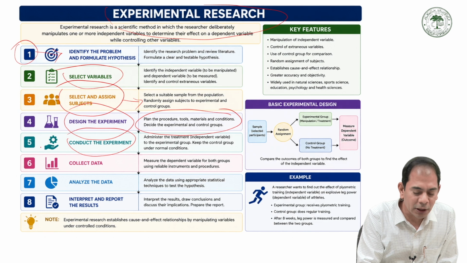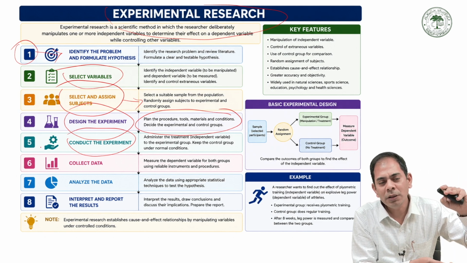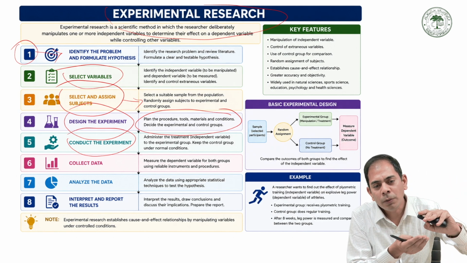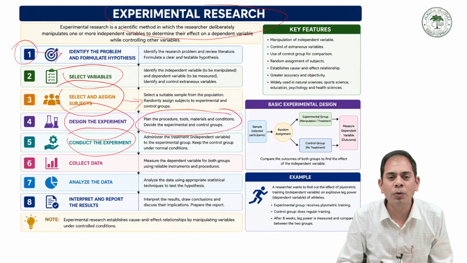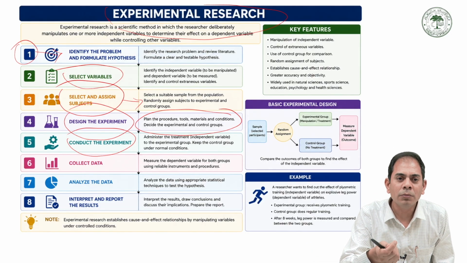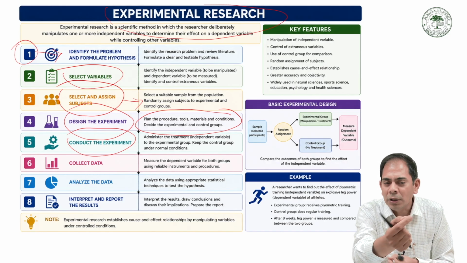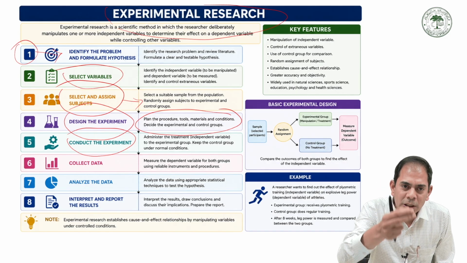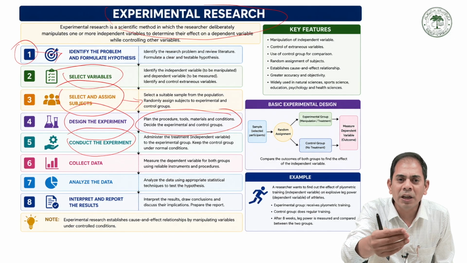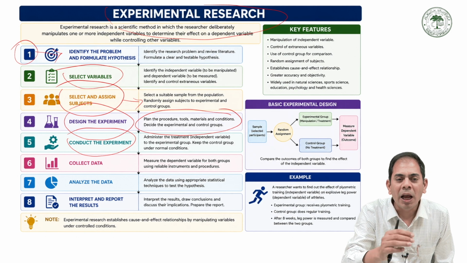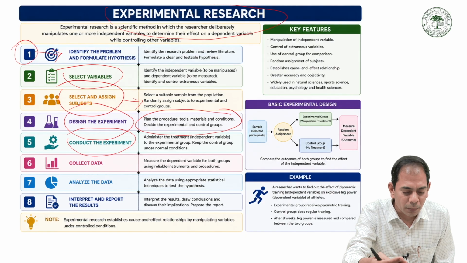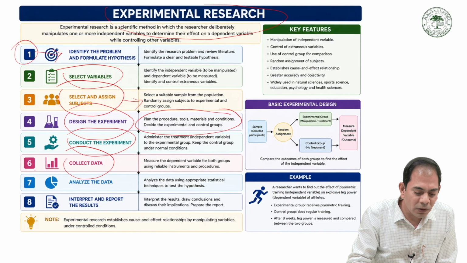Next is to conduct the experiment. After designing the proper experiment, you execute it. For example, if you design a training program for the rehabilitation of ACL injuries or tennis elbow injuries, you design a specific training program to rehabilitate tennis elbow, first you design it, after that you execute it with the patients, and after the execution you find some results. Through this whole process we collect the data.